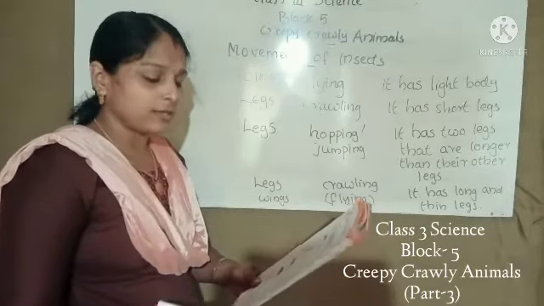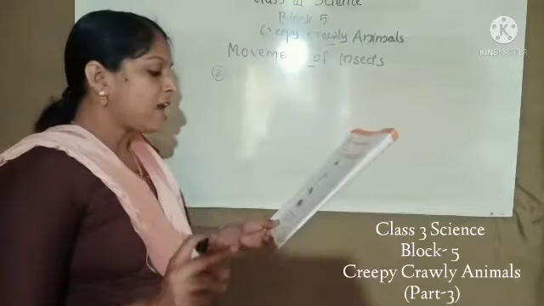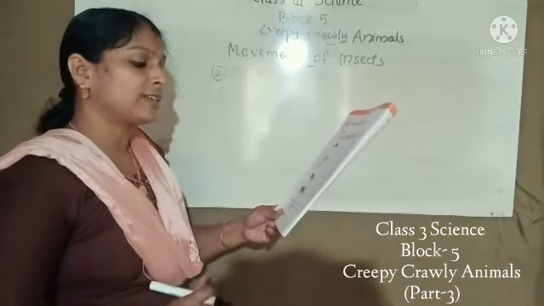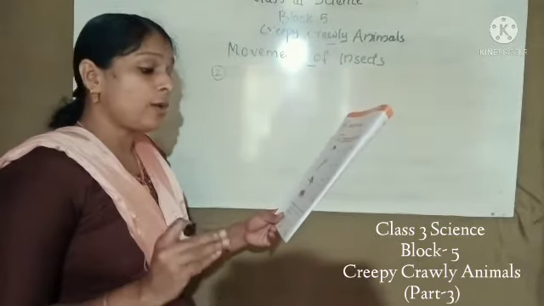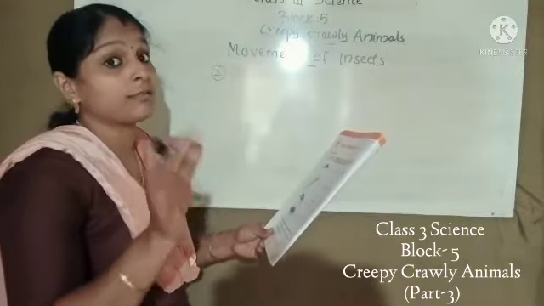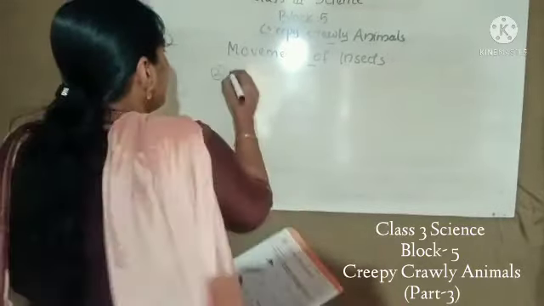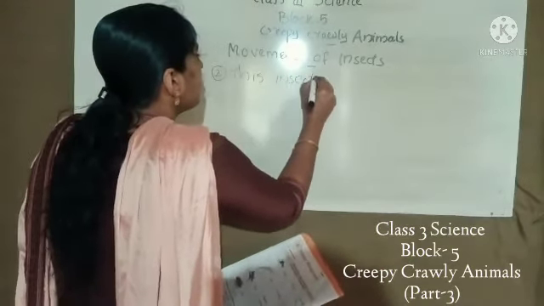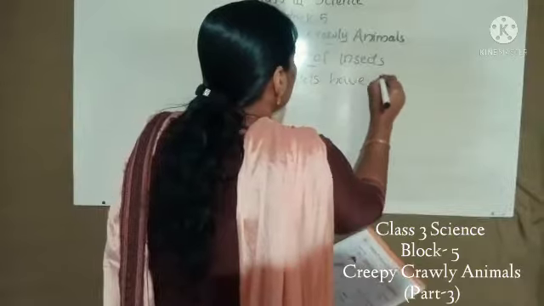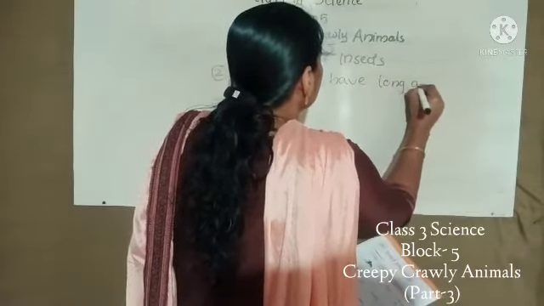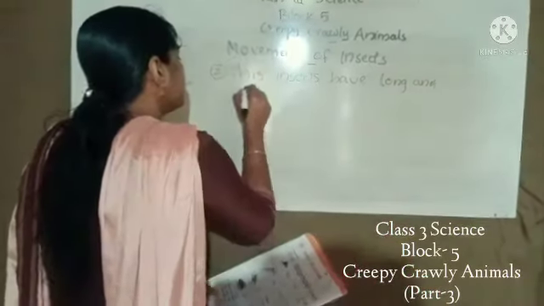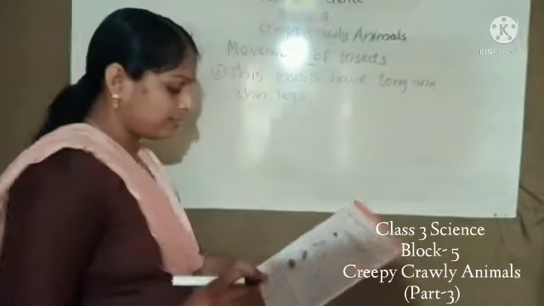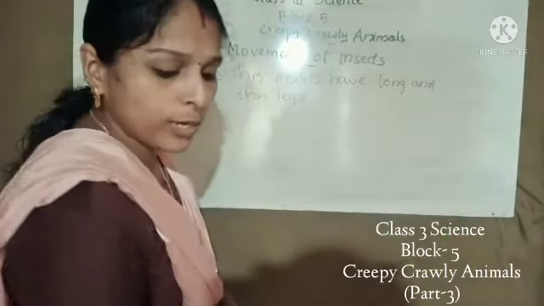Okay. Then last question. One more question is there. Sia found an insect in her balcony that ran away very fast. What kind of legs does it have? Yes, it has long and thin legs. That is why it runs very fast. So how can we write? These insects have long and thin legs that help them to run fast.